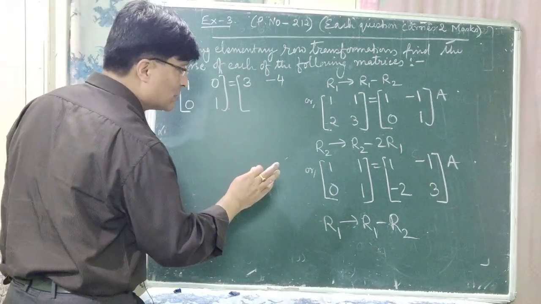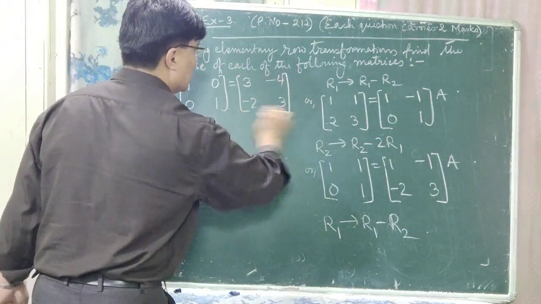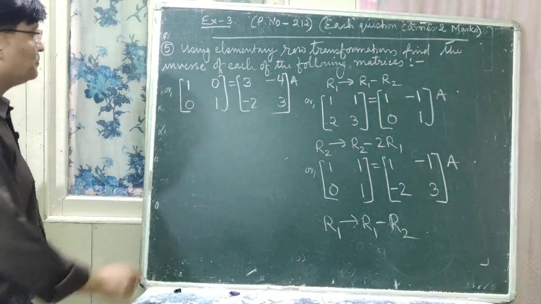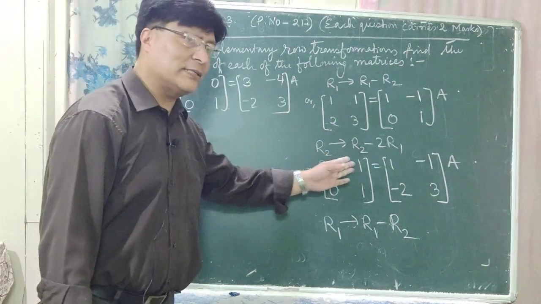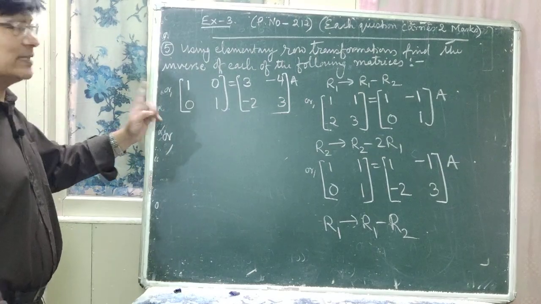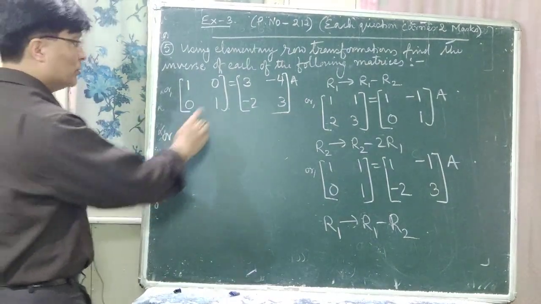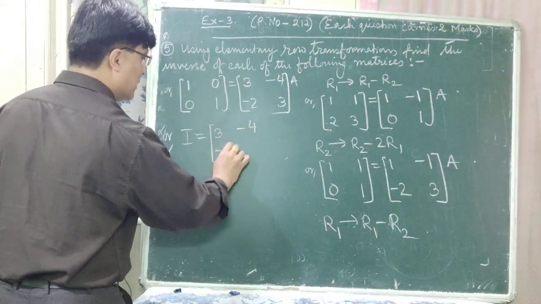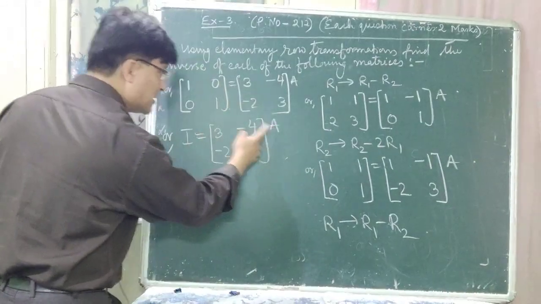Right? Then comes what? Row 2 remains same. That is minus 2, 3. And this is your A. Is that understood now? So actually we have converted this left hand side matrix into identity matrix. That means you can write here I, which is equal to, this matrix remains same, 3 minus 4 minus 2, 3, and this is your A. Now A is taken to the left hand side.